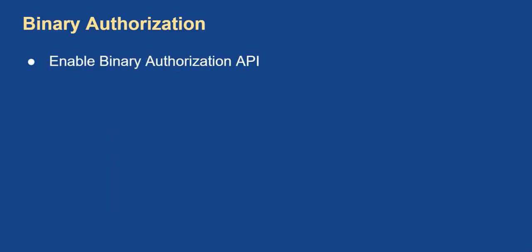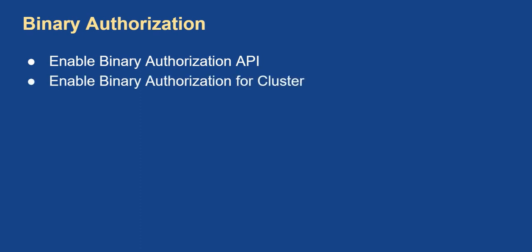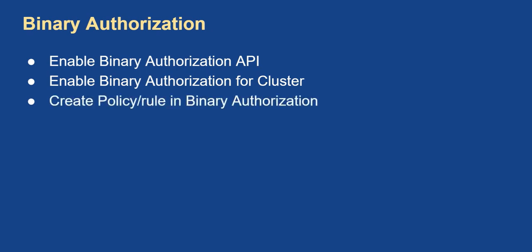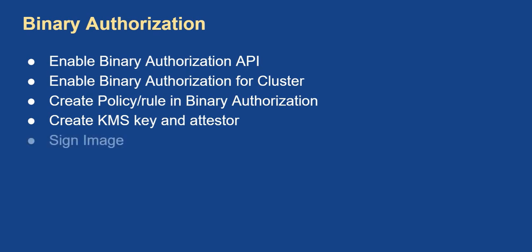So first you have to enable the binary authorization API, then you have to enable binary authorization for your GKE cluster. You can enable it while creating the cluster, or once the cluster is created. Then you need to create a policy and rule in binary authorization. Then we need to create one KMS key which will be used to attest or sign your image, and then we have to sign the image and deploy it. So don't worry, we'll follow all these steps.